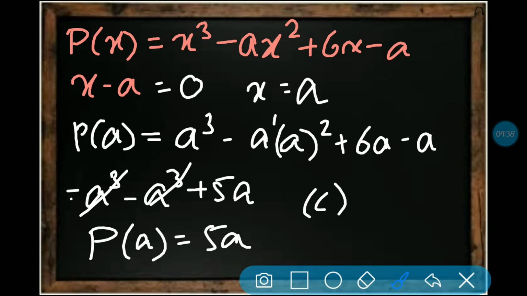So the first answer is C only. The second one is also C only. Right? Now this solution is over. You may take a screenshot.